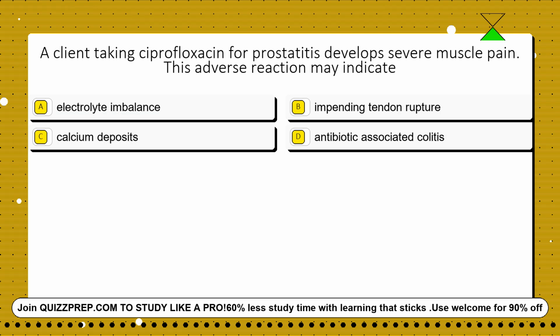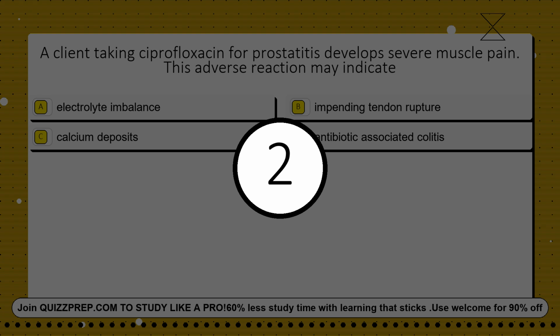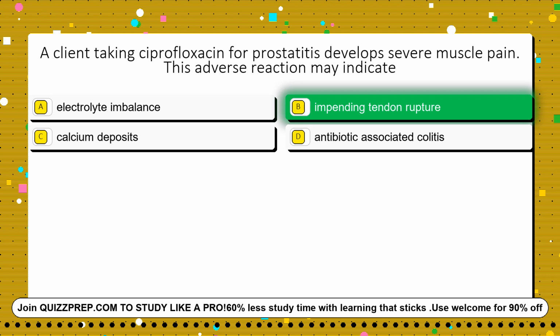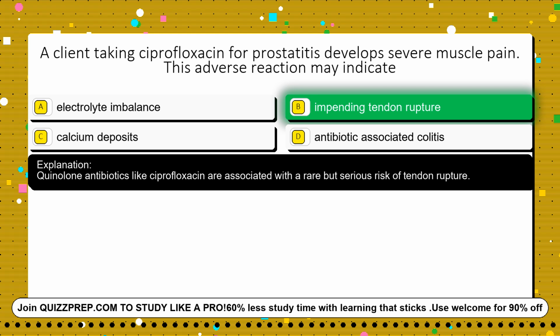Question 50. A client taking ciprofloxacin for prostatitis develops severe muscle pain. This adverse reaction may indicate: Option A, electrolyte imbalance. Option B, impending tendon rupture. Option C, calcium deposits. Option D, antibiotic-associated colitis. The correct answer is option B, impending tendon rupture. Quinolone antibiotics like ciprofloxacin are associated with a rare but serious risk of tendon rupture.